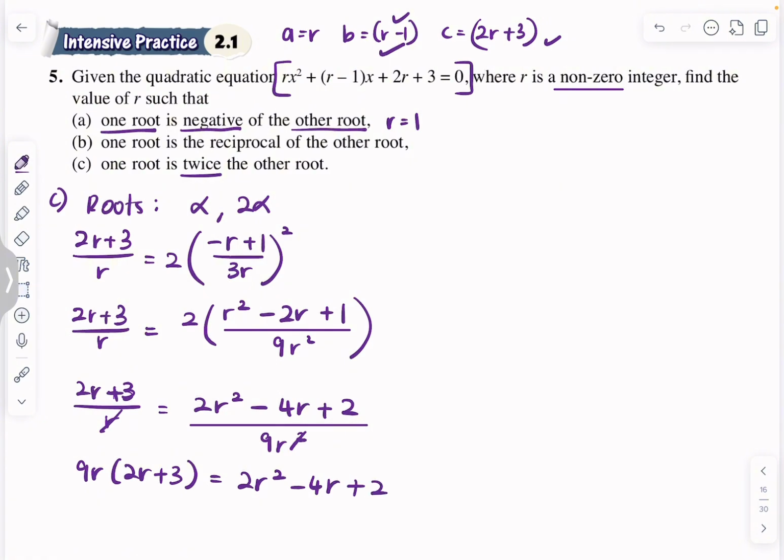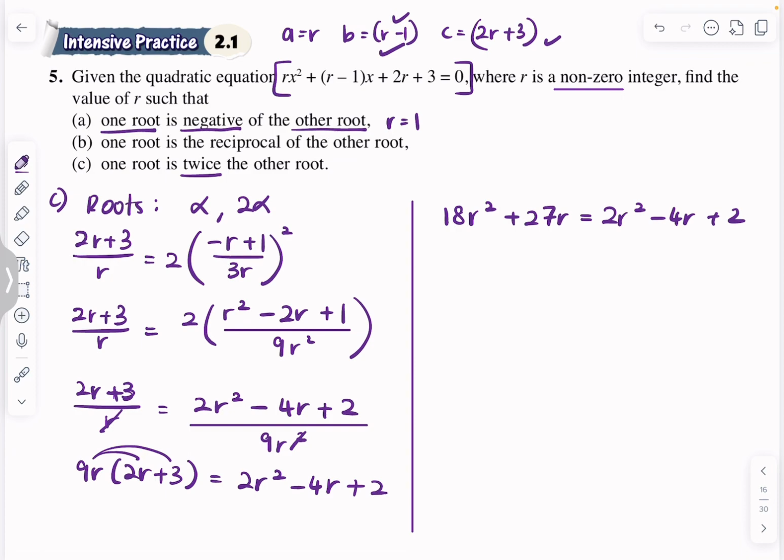Okay, we continue here. So this one we expand, we get 18r square plus 27r equals to 2r square minus 4r plus 2. Then we bring all of this to one side. 18r square minus 2r square plus 27r plus 4r minus 2 equals to 0. So 18r square minus 2r square is 16r square. 27 plus 4 will be 31r minus 2.